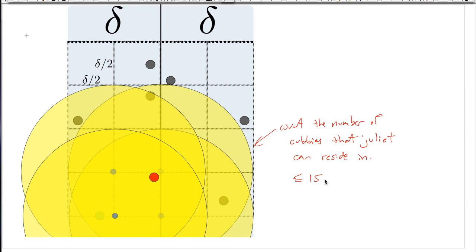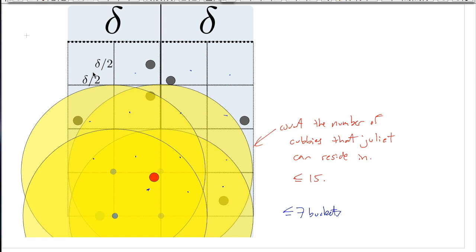Now, you can make a smarter argument. You can make the bucket slightly different size, and I've seen analysis where you can actually show that you only need to check 7 buckets. But let's not make a complicated analysis of this. All that matters right now is that from this particular bucket, I only need to check the next 15 buckets to look for Juliet. Question in the back.